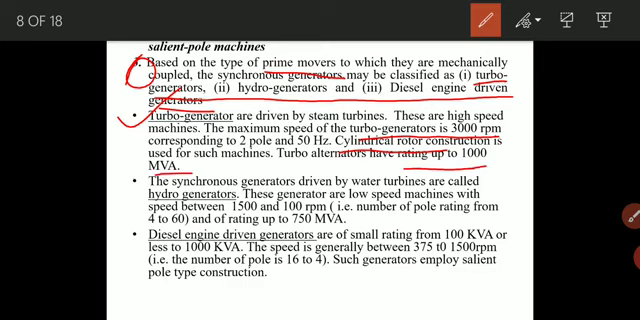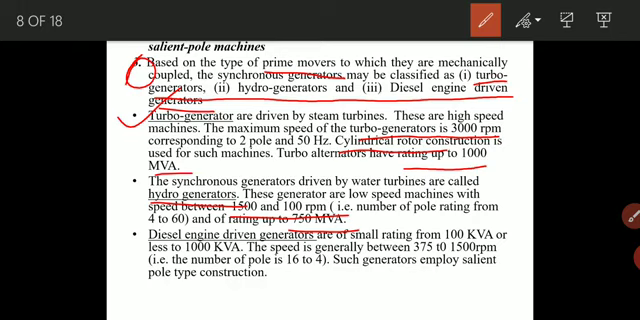Second, hydro generator. The synchronous generators driven by water turbines are called hydro generators. Its speed range is about 1500 to 100 rpm and its rating is up to 750 MVA.